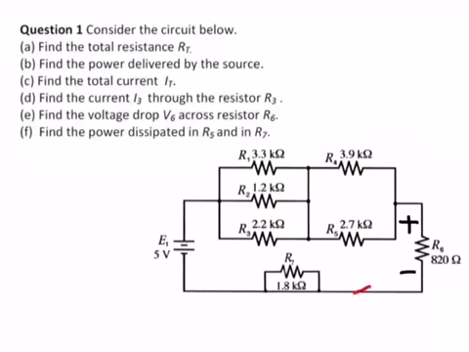If you have a current flowing this way, the current will simply see a zero resistance path through this short circuit. So it will go through this one here, and then it will continue this way. It will simply ignore R7. So R7 is shorted out. R7 is not in the circuit.